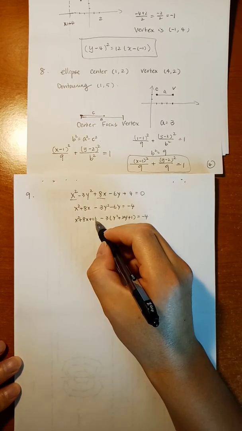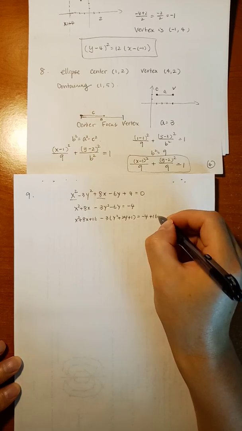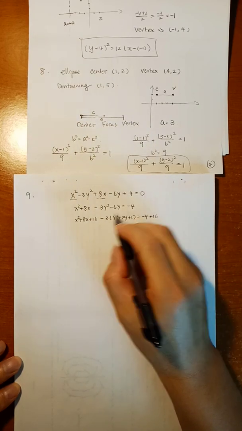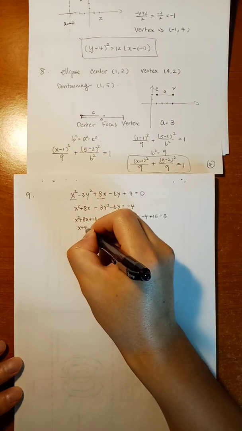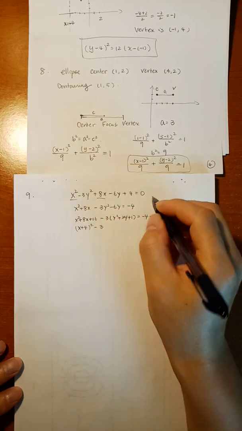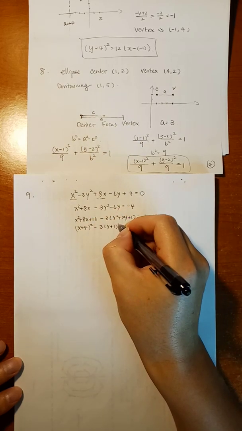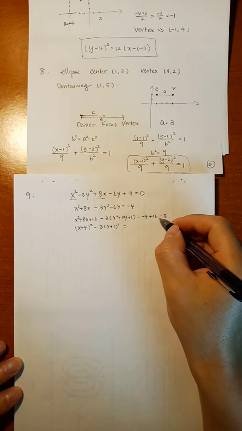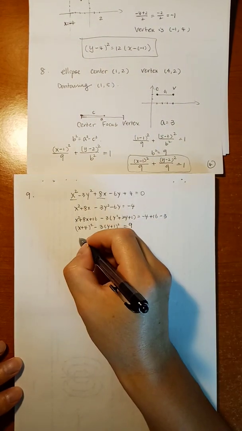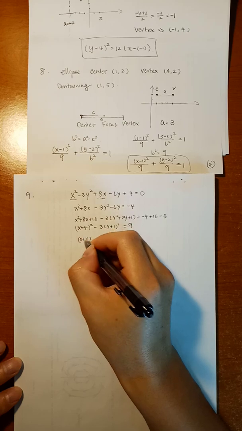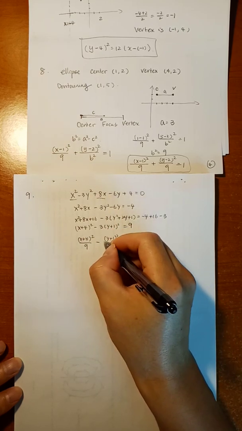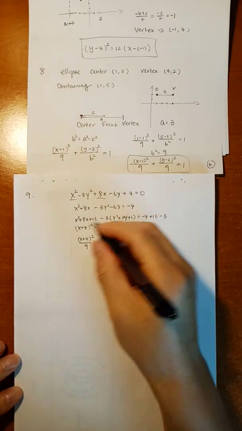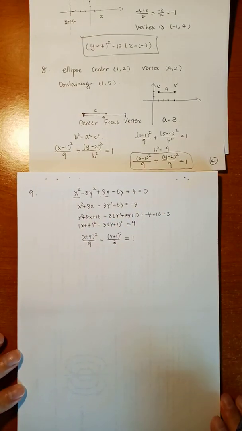Here we add 16, so we add 16 on the right side. Here we add 1, but with the coefficient -3, we subtract 3 on the right side. Okay, so it's x plus 4 squared minus 3 times y plus 1 squared is equal to, what's this? It's 9. Okay, so it's x plus 4 squared over 9 minus y plus 1 squared over 3 is equal to 1. So this is the equation of the hyperbola.